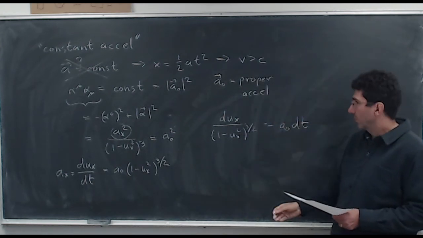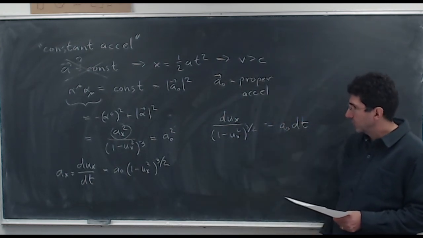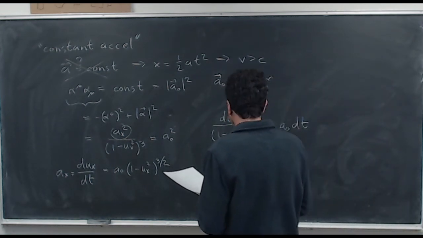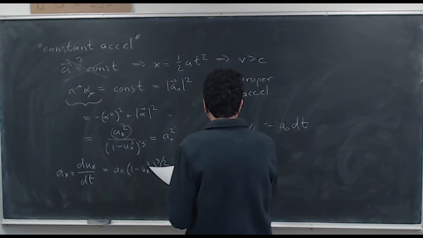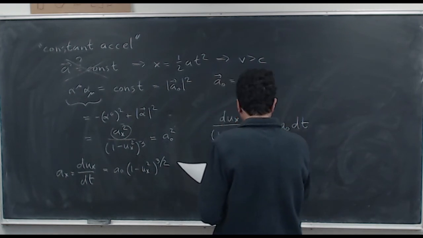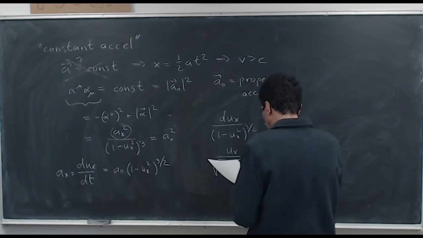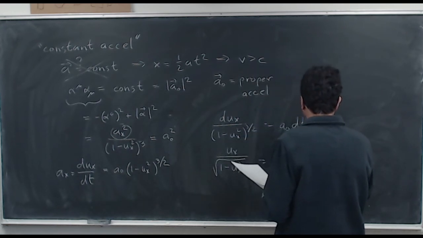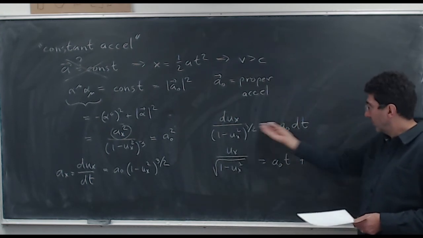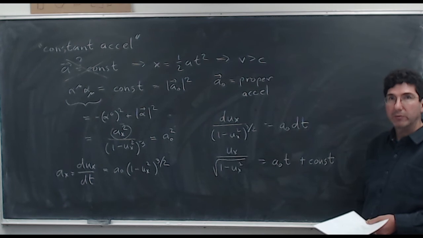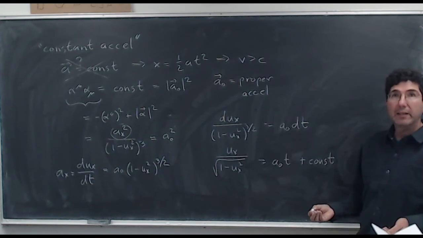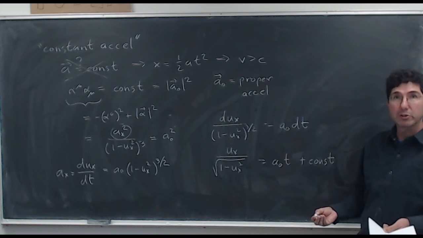Okay, so this is a separable differential equation for u_x. And we can integrate this to find that u_x over the square root of 1 minus u_x squared is equal to a0 t plus a constant. That is the most general thing that we get by integrating both sides of this equation right here. Now, we're just going to find the simplest possible solution.